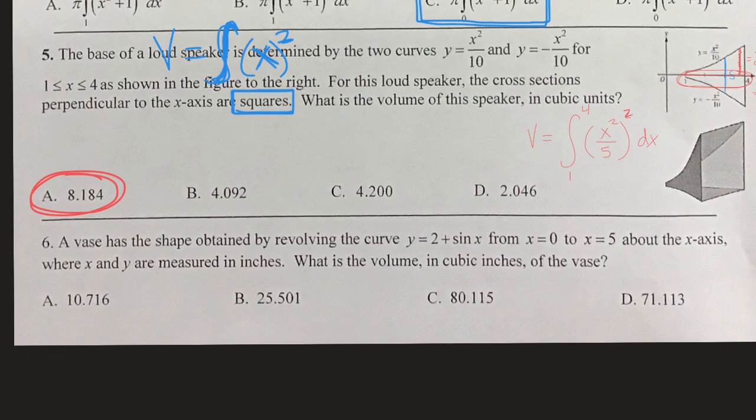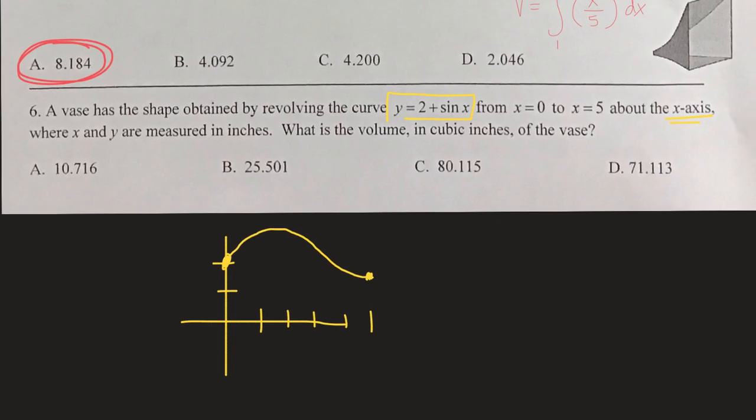Okay, number 6, a vase is shaped by revolving 2 plus sine x from 0 to 5 around the x-axis. Okay, so what does the graph of 2 plus sine x look like? Well, there's 2, right, when sine is 0. 1, 2, 3, 4, 5. We know sine has a curve like this, and then maybe it curves down like that. So maybe that's the curve. Right, so the vase is going to come out to look something like this when we rotate it. So we have a circular base, circular top.